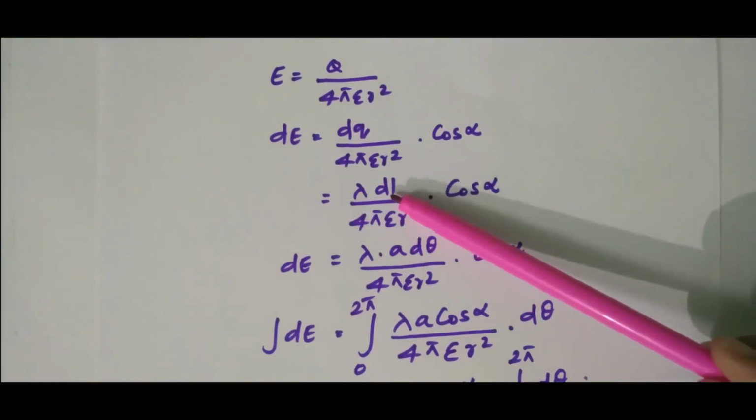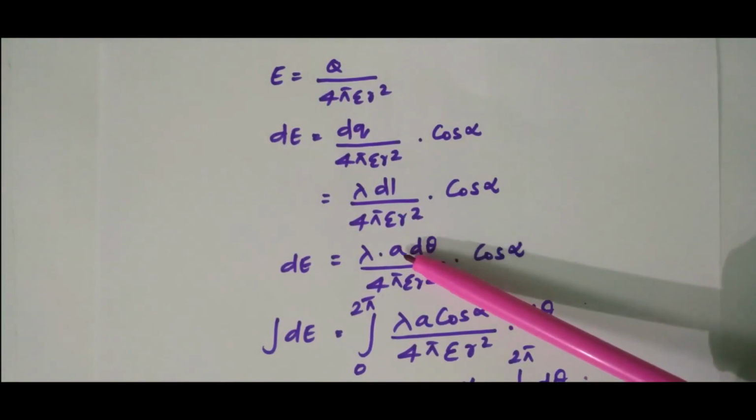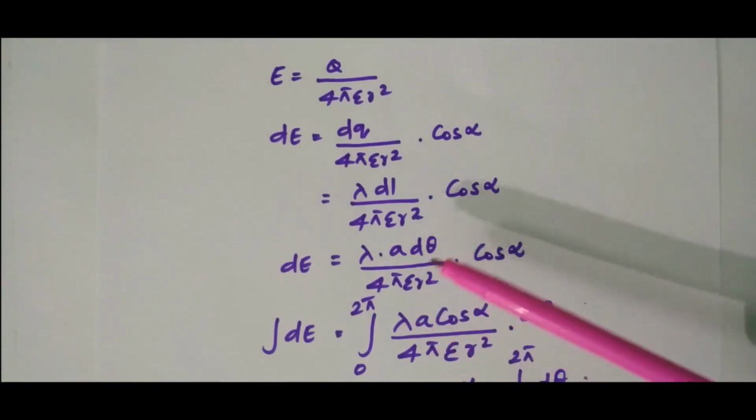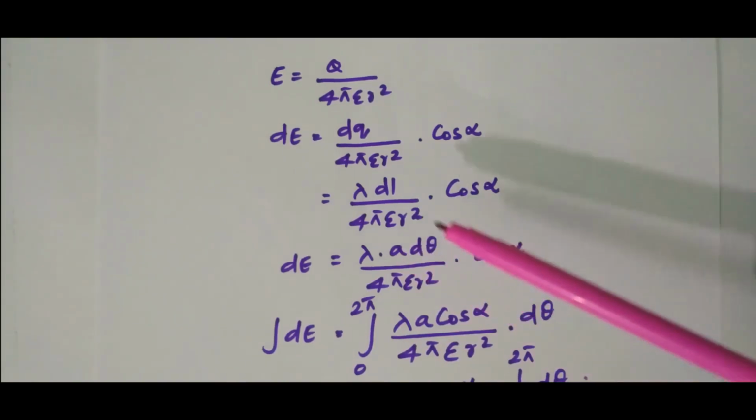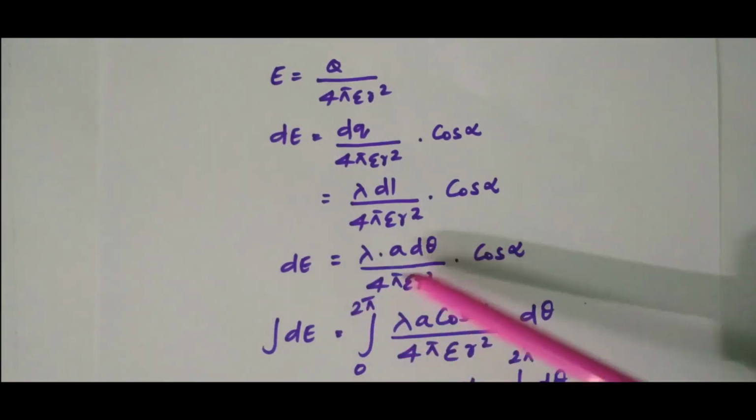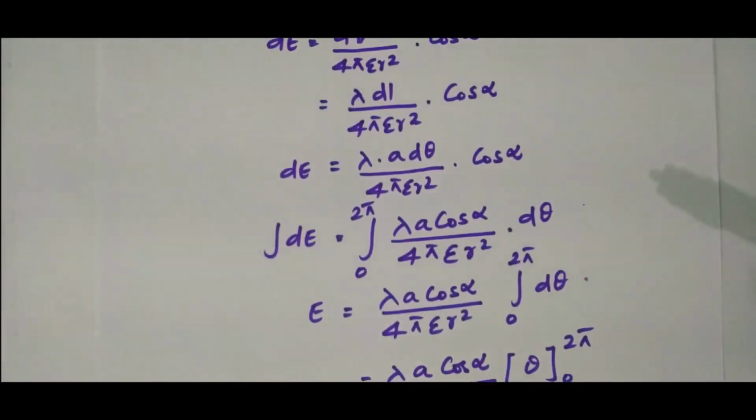This dl is nothing but the circumference element. I already told, that is a into d theta, that is radius as well as theta. When the circle rotates, the theta also varies. So this dl can be replaced by a d theta. So this is only the small electric field. By integrating on both sides, we will get the total electric field.